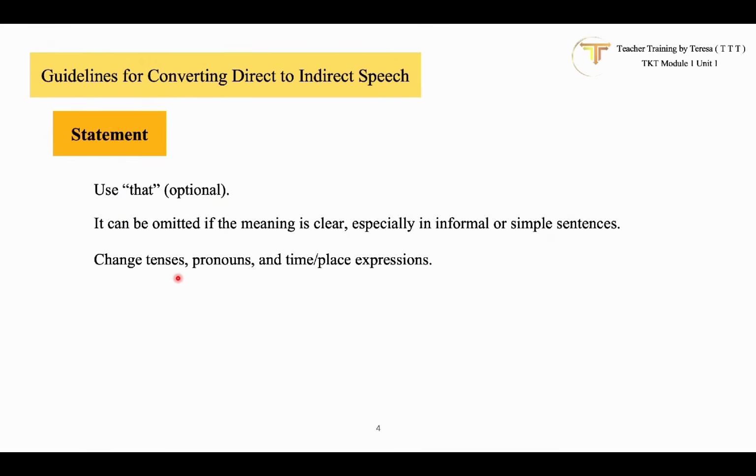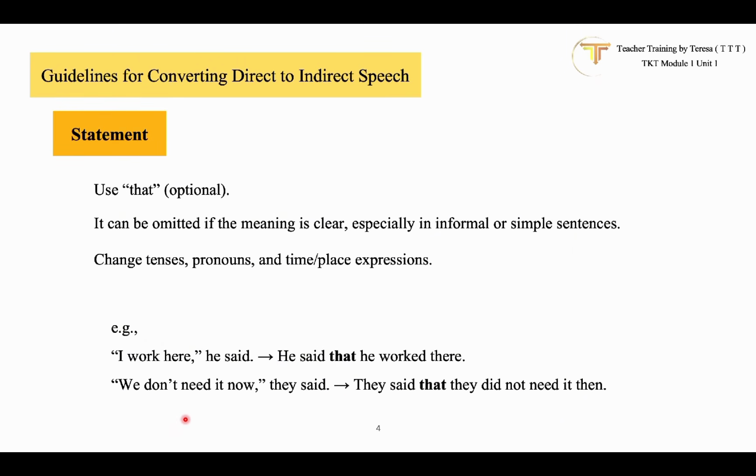Change tenses, pronouns, and time and place expressions. "I work here," he said. He said that he worked there. "We don't need it now," they said. They said that they did not need it then.